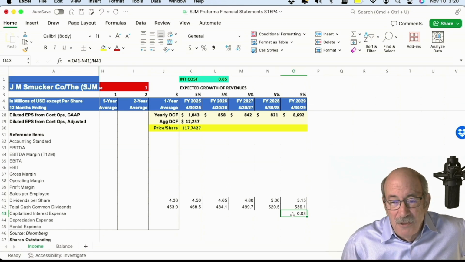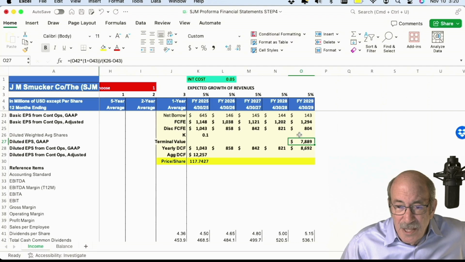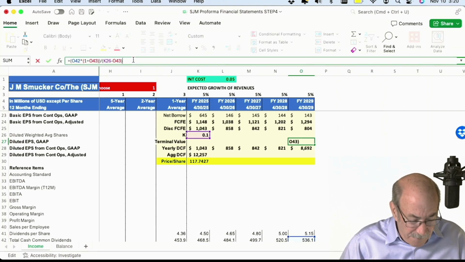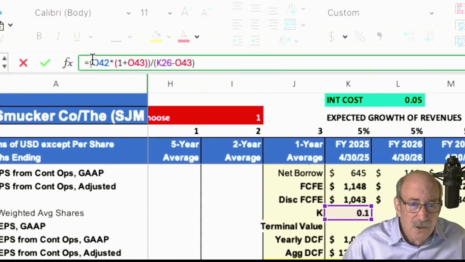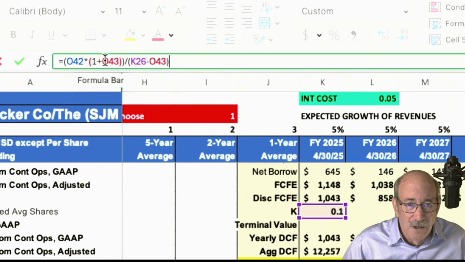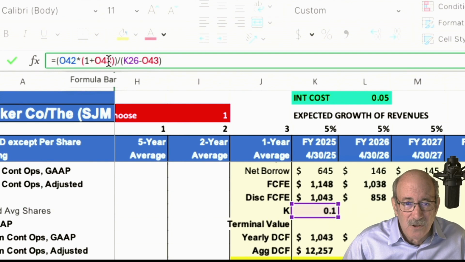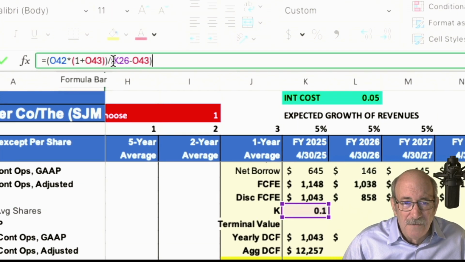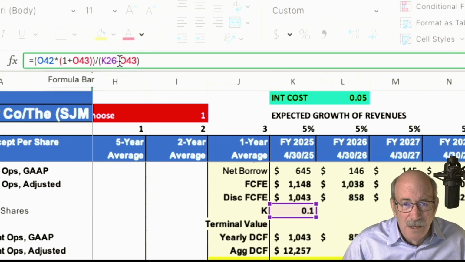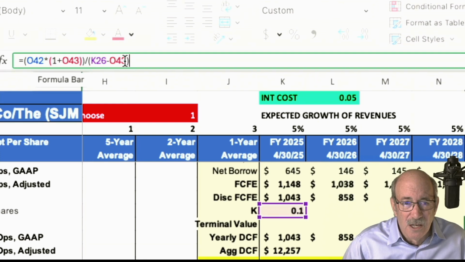So I'm going to grow that dividend at 3% to get my dividend in fiscal year 2030. And then I'm going to take that dividend. So if I come up here, here's my 2029 dividend in cell 042. Here's my growth rate of 3% in cell 043. So I've grown it to be the dividend at fiscal year 2030. Then I divide that by K, which is in cell K26, minus G, which is again in cell 43, not 0.